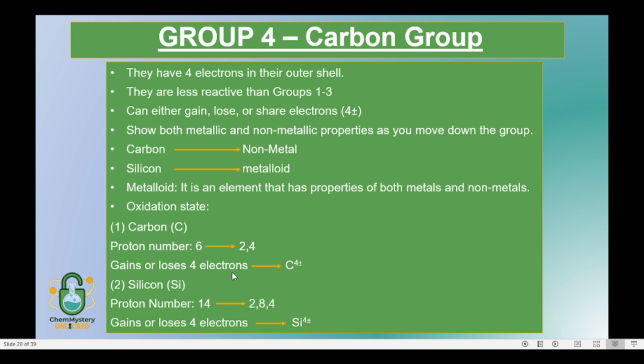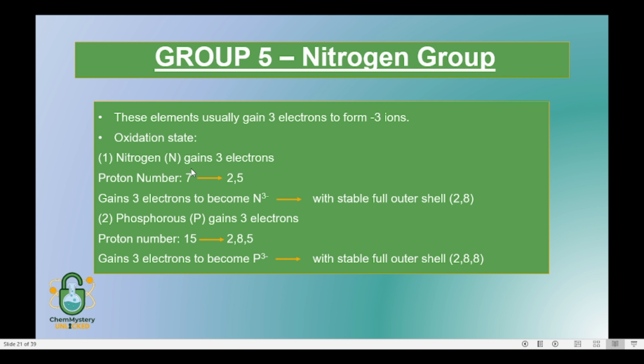For example, nitrogen gains 3 electrons because it is in group 5. How? It has a proton number of 7. So it means 2 electrons in the first shell, 5 electrons in the second shell. How can nitrogen become stable? ये stable कैसे हो सकती है? It can either lose 5 electrons or it can gain 3 electrons. Which thing is easier? Gaining 3 electrons is easier, na? So it gains 3 electrons.